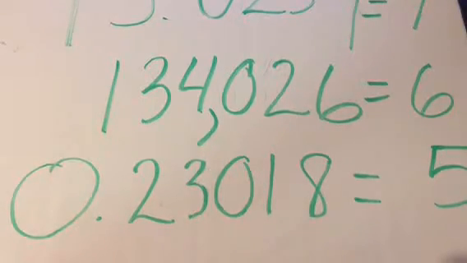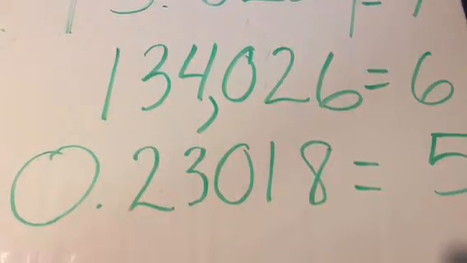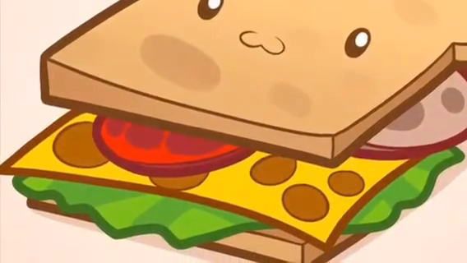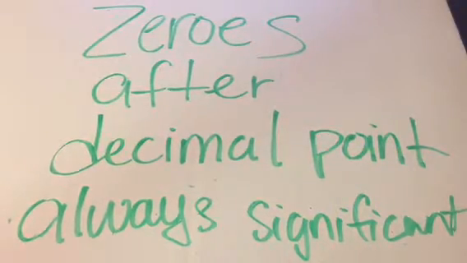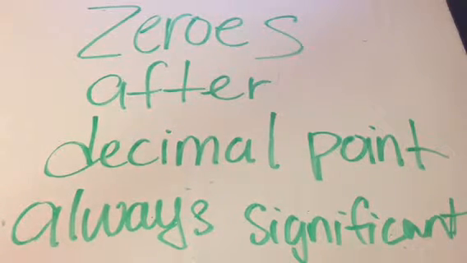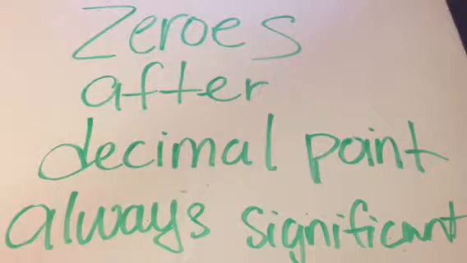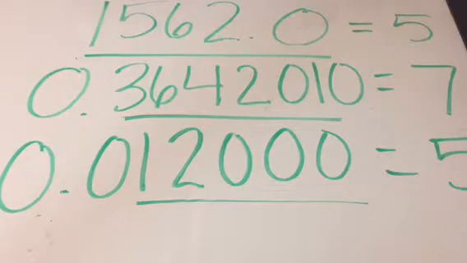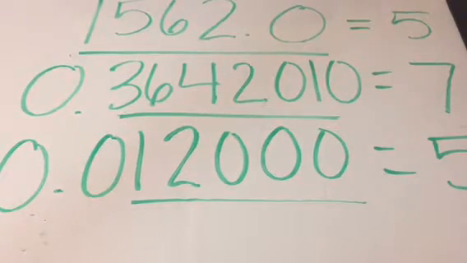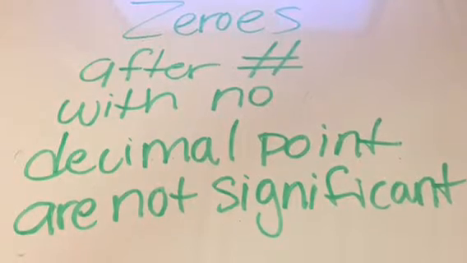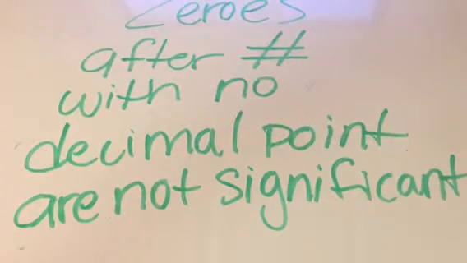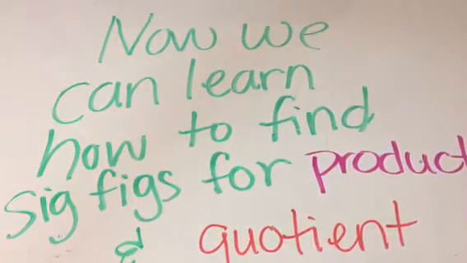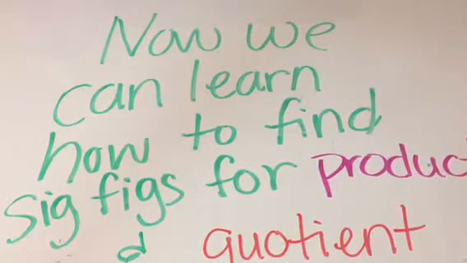Zero rules. If there are no zeros, the numbers are significant. But if the zeros are before the number, they're never significant. Zeros sandwiched between the numbers are always significant, as well as the zeros after the decimal point. For example, 1562.0 has 5 significant figures, 0.3642010 has 7, and 0.012000 has 5.